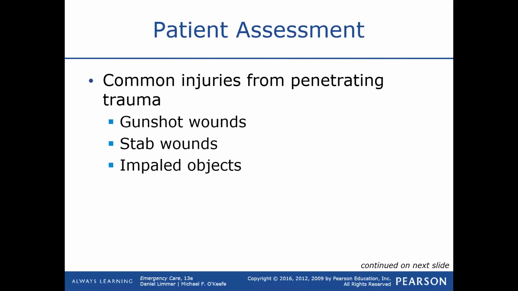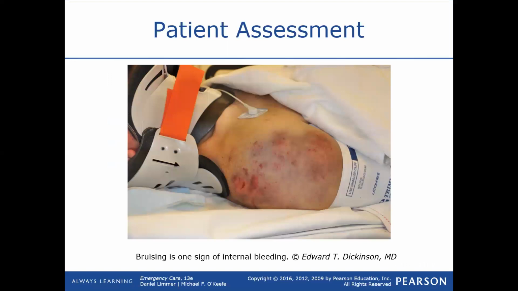Common injuries, and I think we'll get more into this later in class: gunshot wounds, stab wounds, and impaled objects. This is called penetrating trauma. There will be questions on your test, probably something along the lines of which of the following injuries is considered a penetrating trauma. We're talking about gunshots, stabs, and impaled objects. Bruising is a sign of internal bleeding. If you see severe bruising around the abdomen, that could be an indicator of some internal bleeding.